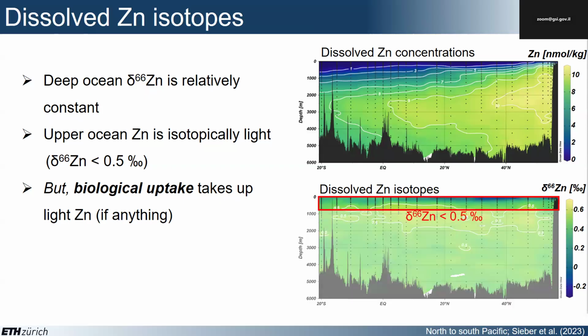But in the upper ocean, the isotope composition of zinc is isotopically lighter, with delta zinc values that are typically below 0.5 per mil. So one would expect that these isotopically light signatures would reflect the biological uptake of zinc from the upper ocean. But actually, studies have shown that biological uptake is associated with a very small isotope fractionation. And if anything, the biological uptake should take up light zinc and actually leave the dissolved pool heavy. So we refer to this isotope composition of the upper and mid-latitude ocean as being anomalous because we can't really fully explain it.